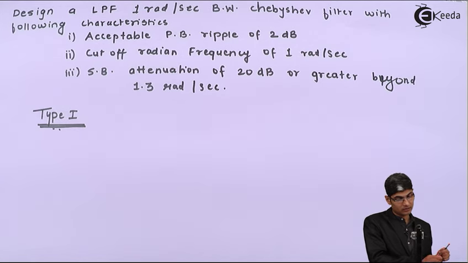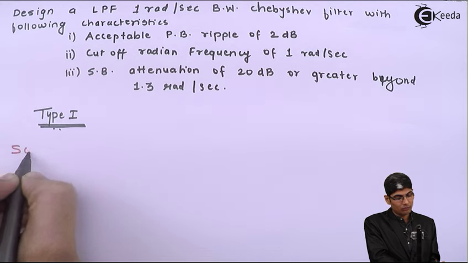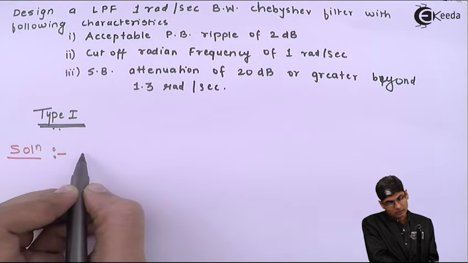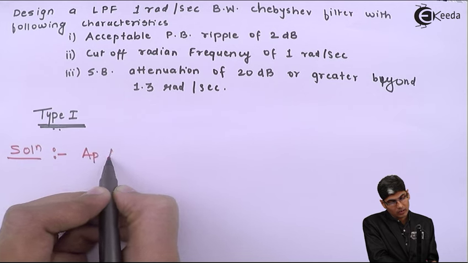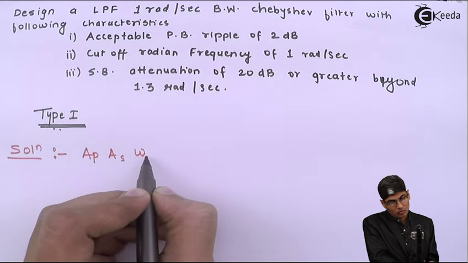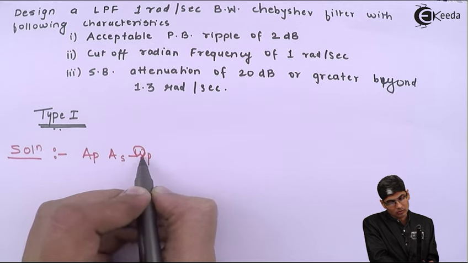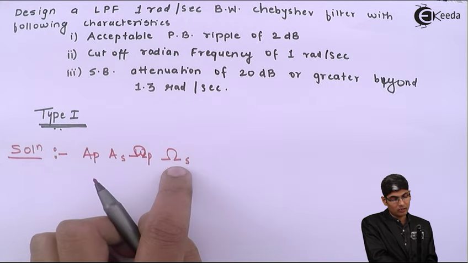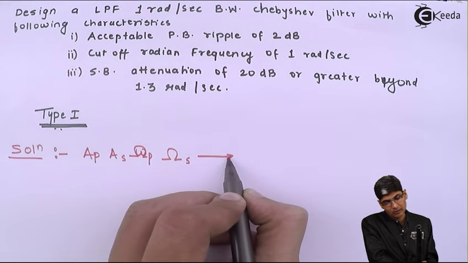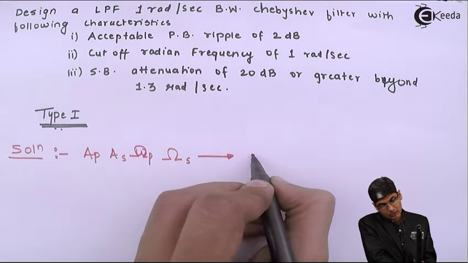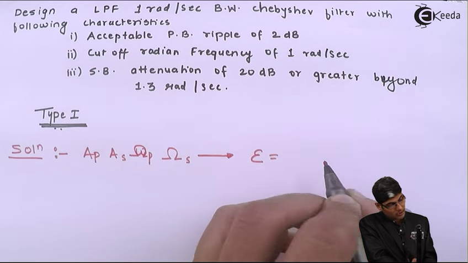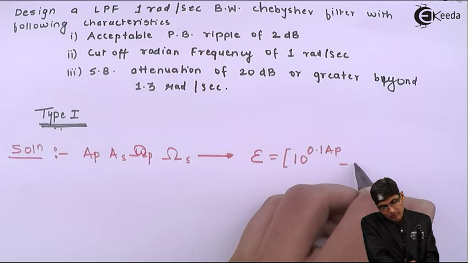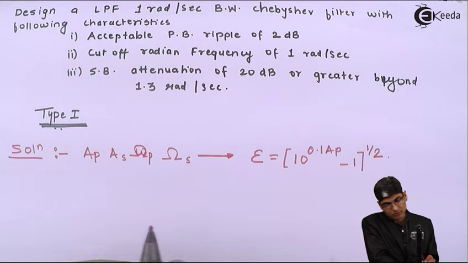Now let us start the solution. So what will be the flow of the solution? Just to recall, we will take the values of AP, AS, omega P, omega S. I'm extremely sorry, this is omega P, omega S, because all are analog characteristics. AP, AS, omega P, omega S. This will be my input. From this input, I will calculate epsilon, which is nothing but 10 raised to 0.1 AP minus 1 the whole raised to 1 by 2.